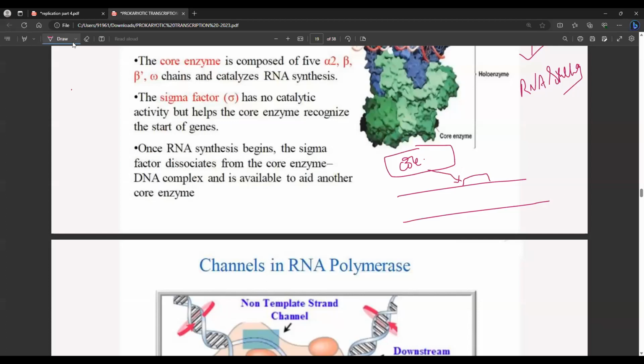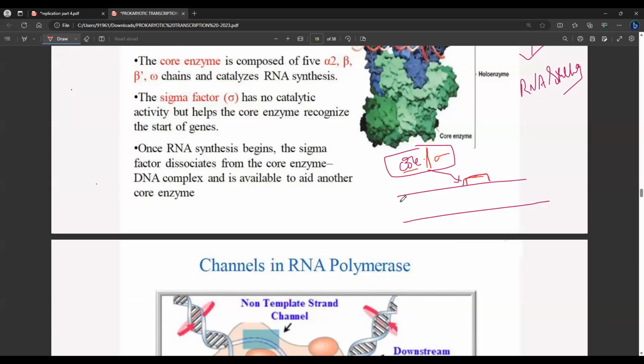How does the core enzyme come to know where the promoter is? So someone has to guide the core enzyme. Who is guiding the core enzyme? A sigma factor. What was that? The sigma factor is the one that will guide the core enzyme to come and associate with the promoter.